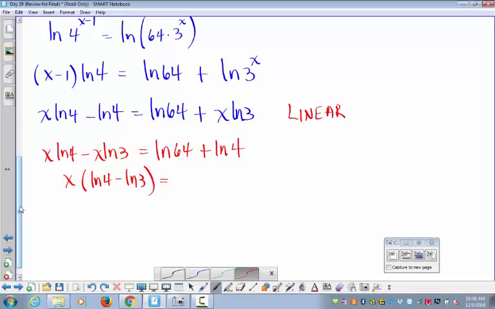And over on the right, if we want to, we can combine those using the log property, they call it the product rule. 64 times 4 is 256. The last step, we're going to divide by that expression next to the x. That's multiplication. It's just a constant. So we're going to have ln of 256 divided by.